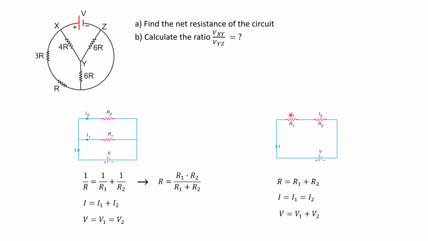and the current going through the first one and the second one is the same as the total current, so I equals I1 equals I2, because the same current has to pass through both to complete this loop. And the potential drops across this one and this one add up to the potential drop across the battery.